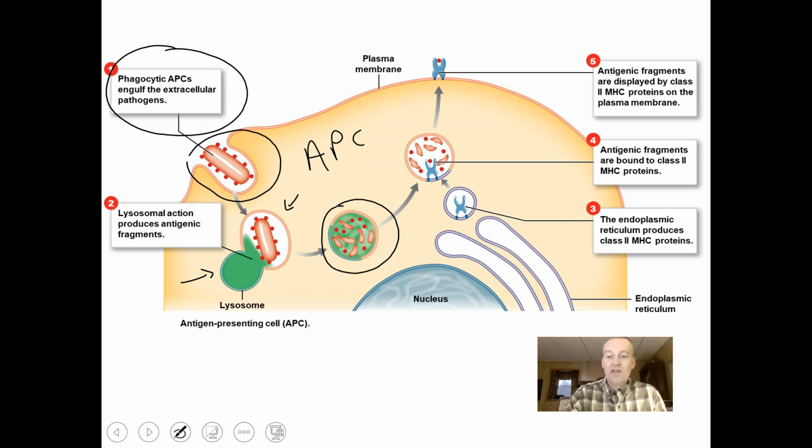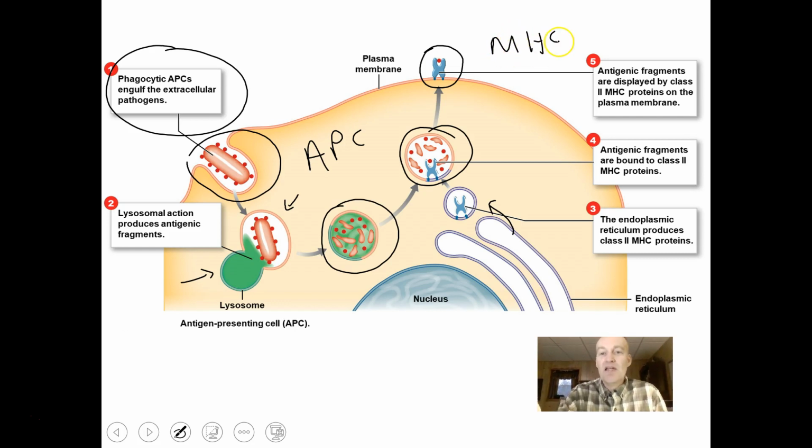So the endoplasmic reticulum is producing MHC2 complexes. These will join with the lysosome, and then eventually they will travel to the plasma membrane and present, so that MHC2 complex will present the antigen to the helper T cells.